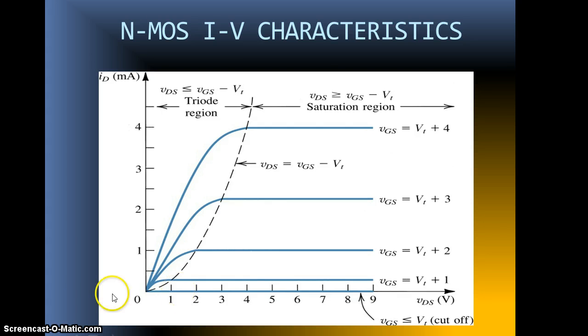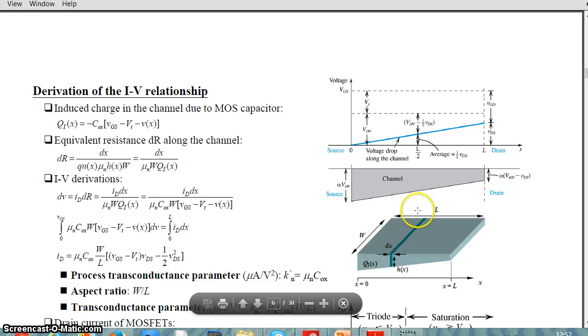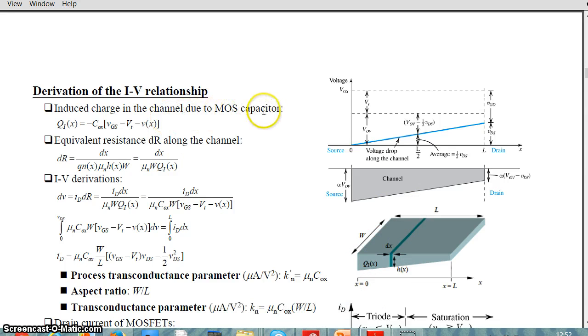So I'm going to go to the NMOS IV characteristics now. Derivation of the IV relationship: as you can see, we're going to consider an infinitesimal element of width dx here. The induced charge in the channel due to the MOS capacitor is minus Cox times (VGS minus Vt minus Vx). The charge is always given by capacitance into voltage.